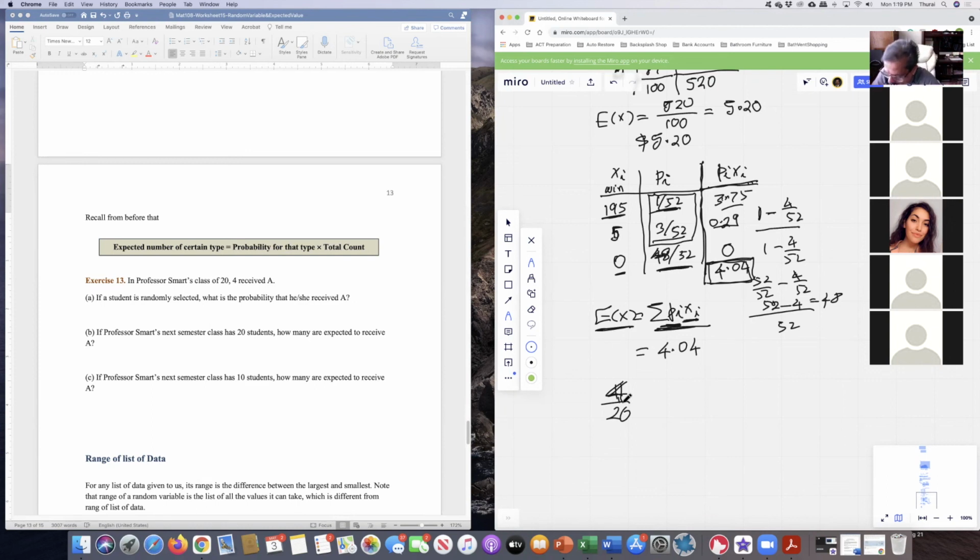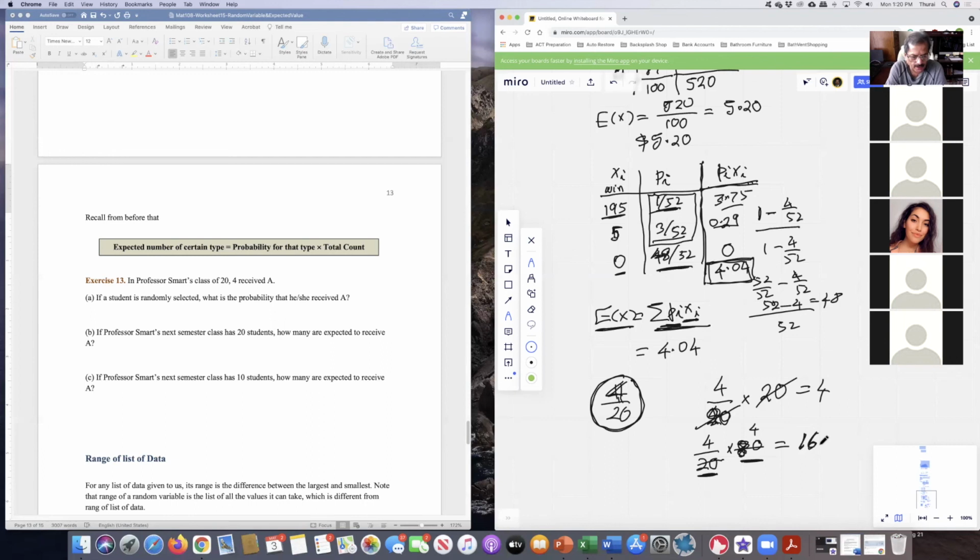But we can also say it this way. The probability for receiving A in Professor Smart's class is 4/20. And so in any semester, if you want to find out how many students are expected to receive A, you can multiply the probability by the size of the class. That'll give you the number, 4. So if instead of 20 students there are 80 students, you can do the same. Probability multiplied by total size, 20 divides 80 into 4, so there are 16. So if there are 80 in the class, 16 students are expected to receive A.